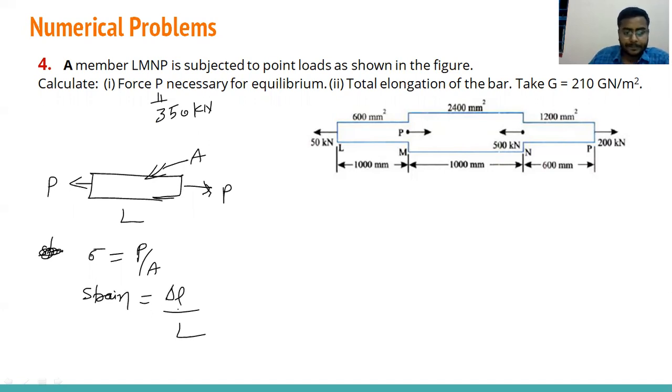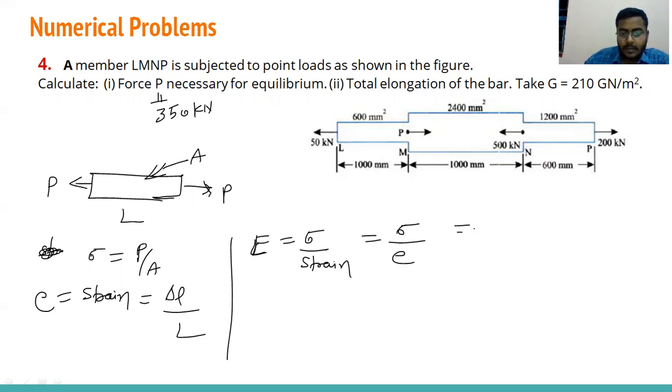Now we can calculate E, that is stress by strain. So E equals sigma by epsilon, put the value: P divided by A, delta L divided by L. So it's equal to E. From here we can write delta L is equal to P L divided by E A.